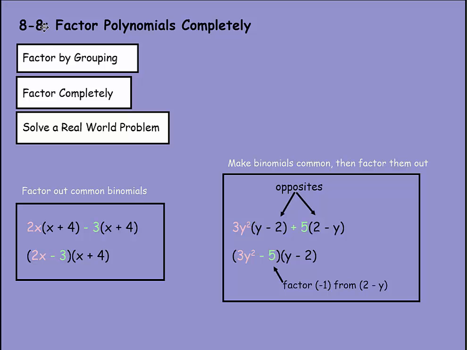We're on lesson 8 of chapter 8, where we're going to factor polynomials completely. First we're going to factor by grouping, then we're going to factor completely, then we'll solve a real-world problem.